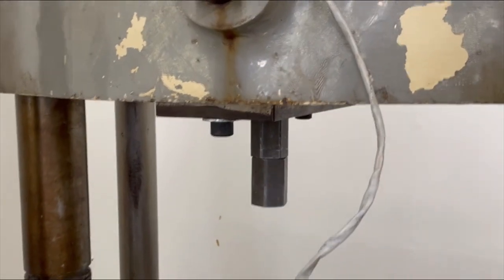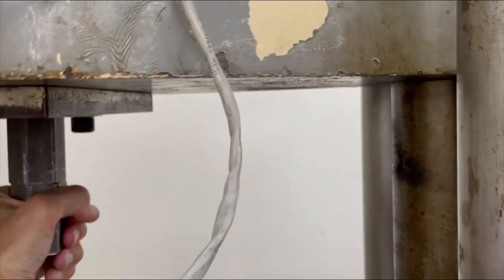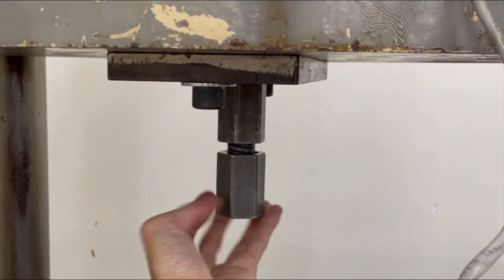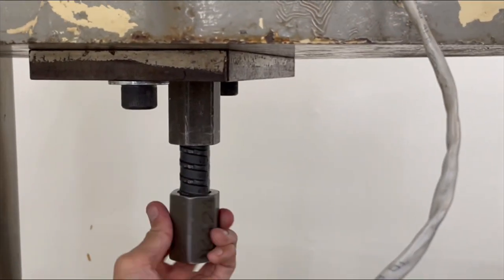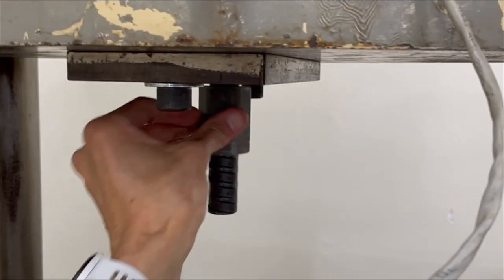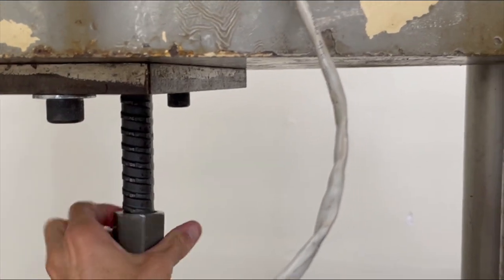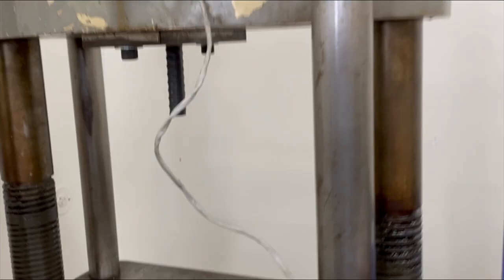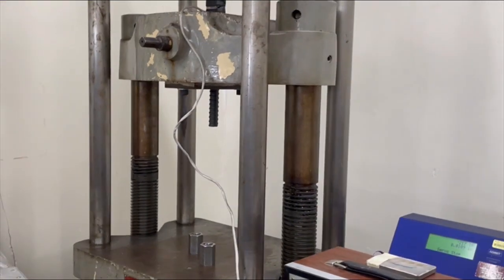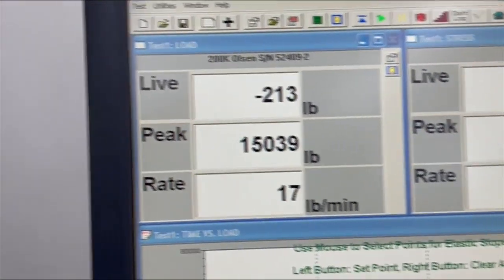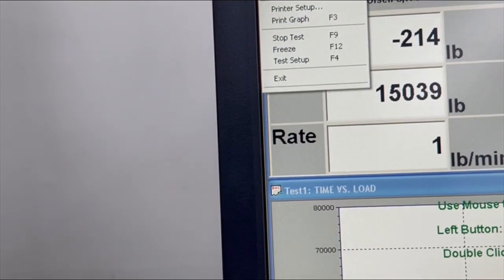Okay, so now I'm going to remove the bottom bolts. I'll do it one-handed. Okay, I'm removing the bolts on the bottom. Okay, see, I took out the bottom bolts. Exit this. Okay, so I'll go up here to test, and then exit.